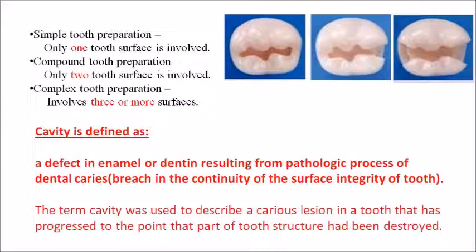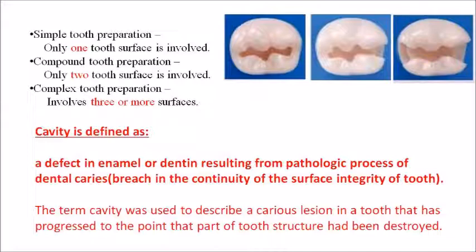Now moving on to the cavity. Ideally a cavity is defined as a defect in the enamel or dentin. Cavity means it is a cut or a hole, that is, a defect in the enamel or dentin resulting from the pathologic process of dental caries, that is, a breach in the continuity of the surface integrity of the tooth. These wordings you have to remember because they have been asked very commonly.